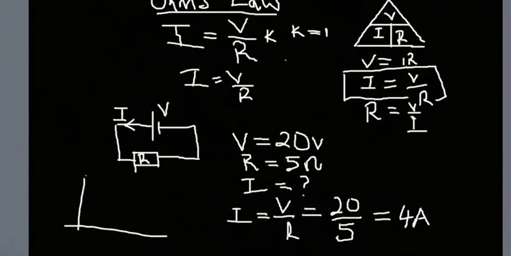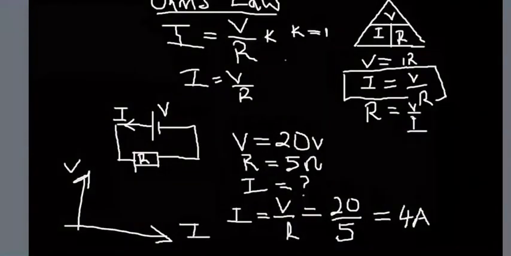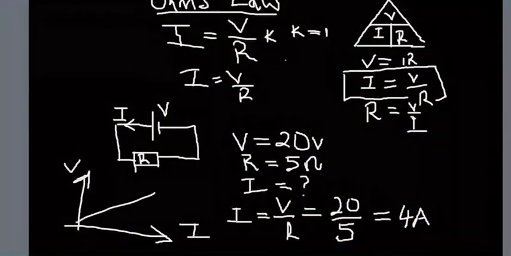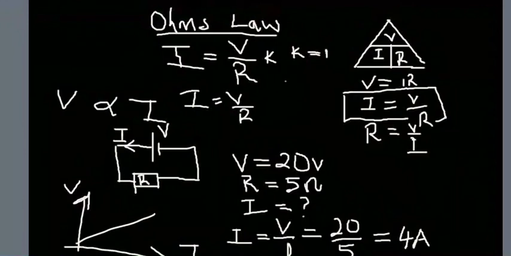So if we plot the graph of voltage against current, you discover that this will be a straight line graph because voltage is directly proportional to current. So it means that as the voltage increases, the current also increases.